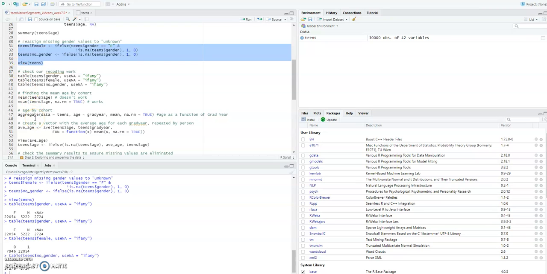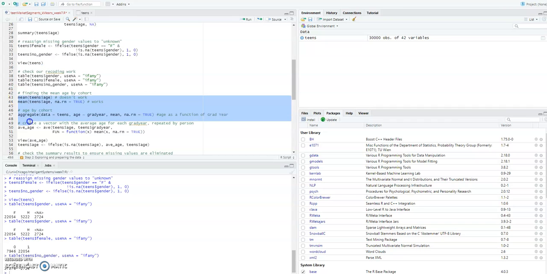So now that we have taken care of the missing values for the gender variable, let's go back to the age variable and try to impute the mean age value to those records with the missing age information. This part over here is sort of optional. I just put it here so that you can play around with it.